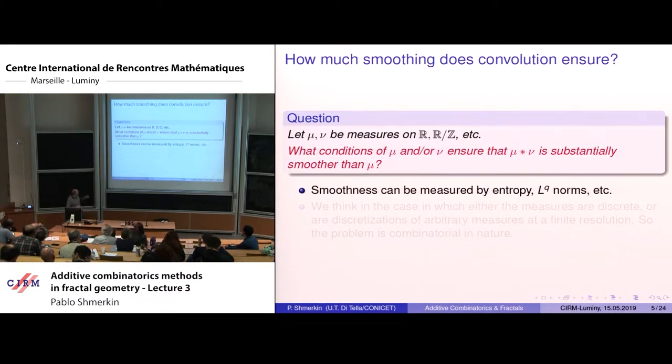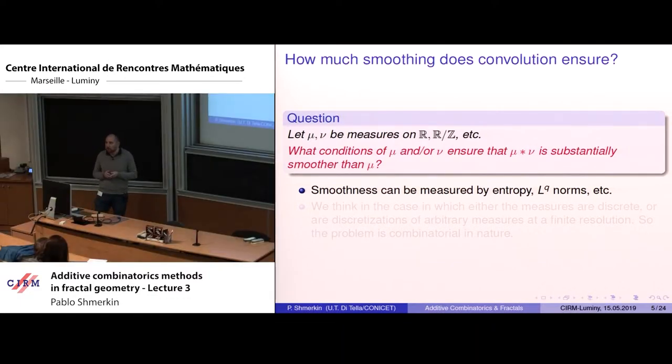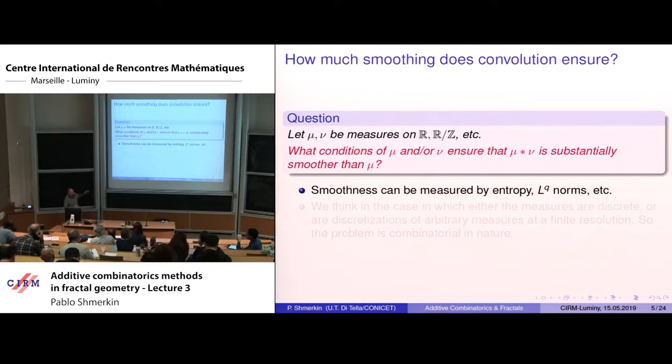But first of all, what does it mean for a measure to be smooth? Well, one can measure smoothness in many different ways, for example using entropy. So entropy is one way. And this question, where smoothness is measured by entropy, is behind Mike Kaufman's result and Peter Varju's results as well. I think Peter is going to tell you more about some versions of this question with smoothness measured with entropy.